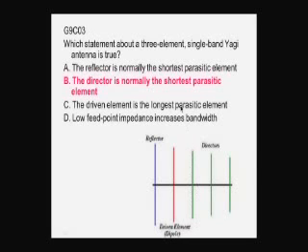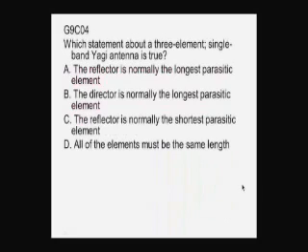The driven element is not a parasitic element. It's fed by the feed line. These are called parasitic elements because they get the energy that they need to do what they do, either to reflect or direct, by picking it up from the driven element. So the director out here on the front of the antenna is the shortest element, and the direction of the greatest field strength for the antenna is in this direction. This is the direction that has the greatest field strength.